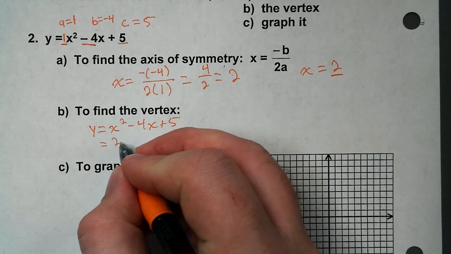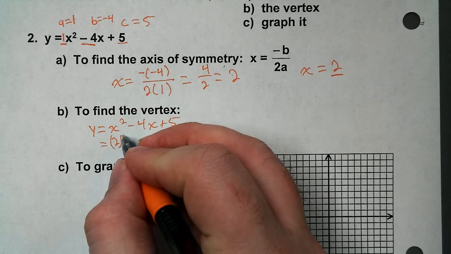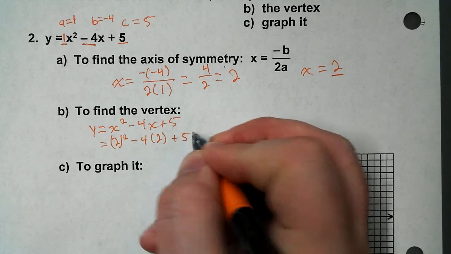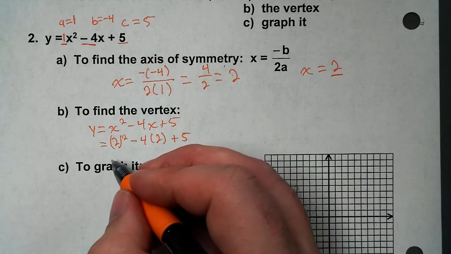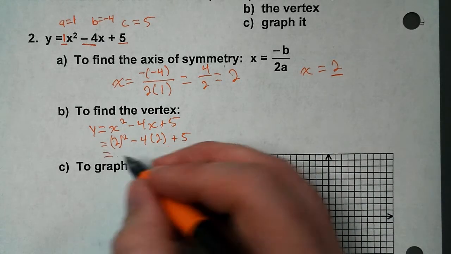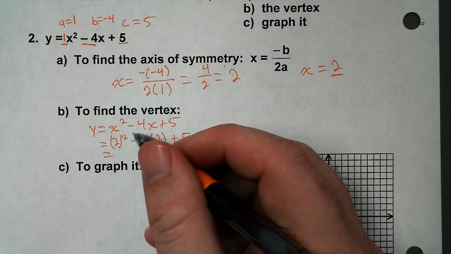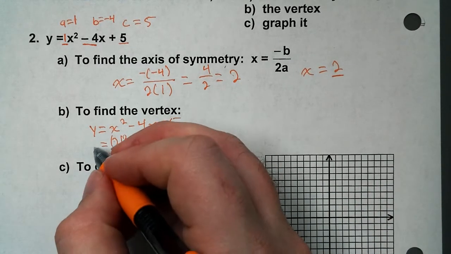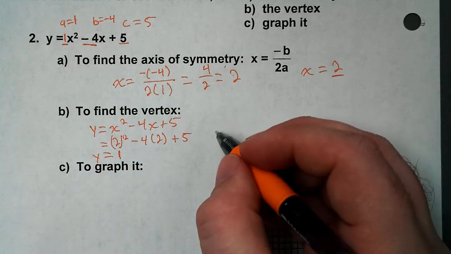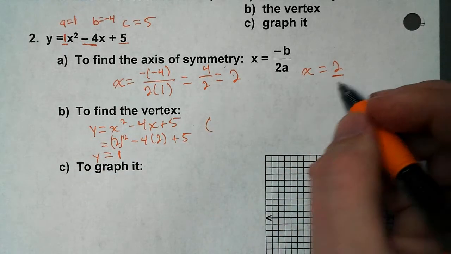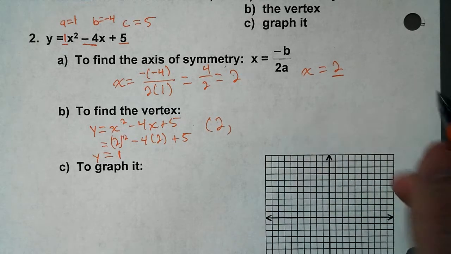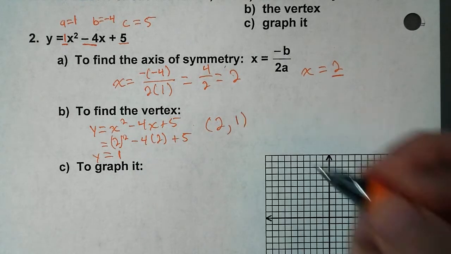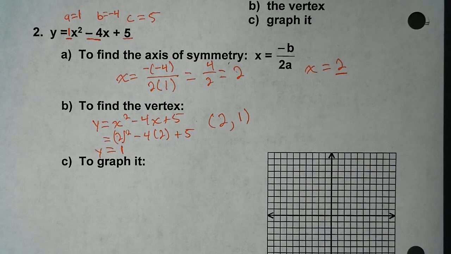So 2 squared minus 4 times 2 plus 5. And that comes out to 4 minus 8, which is negative 4, plus 5, which is positive 1. So our y value equals 1. Your vertex is going to be on your axis, x, which is 2, comma, whatever this comes out to, which is just 1. So there's our vertex.